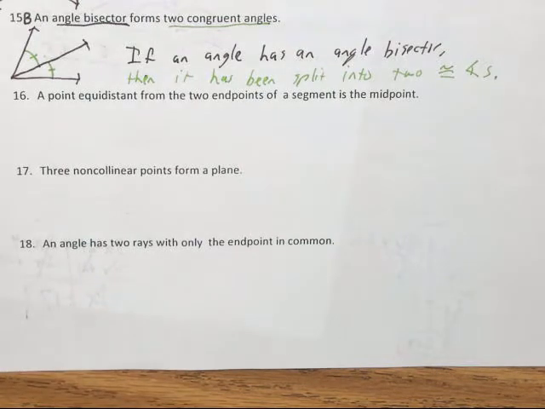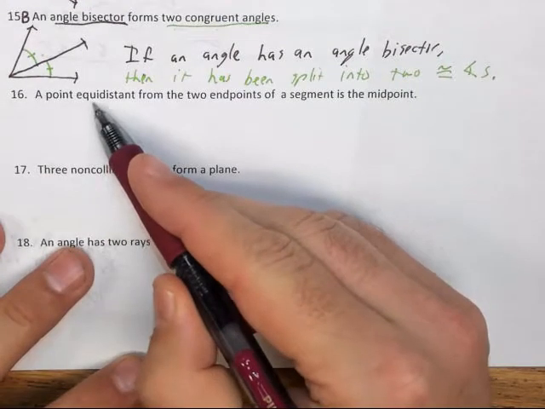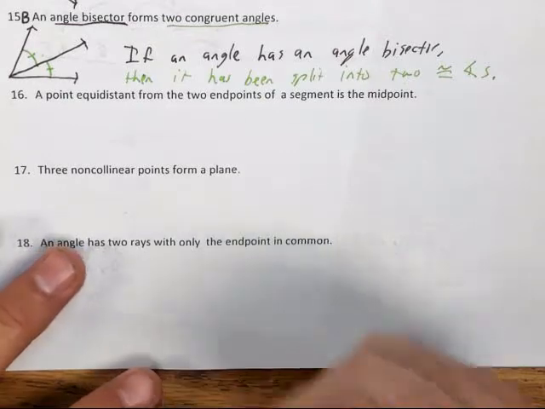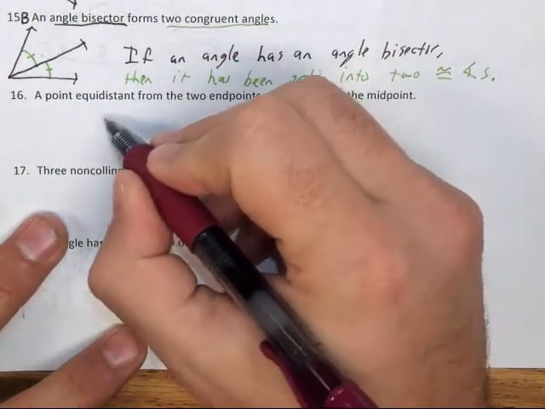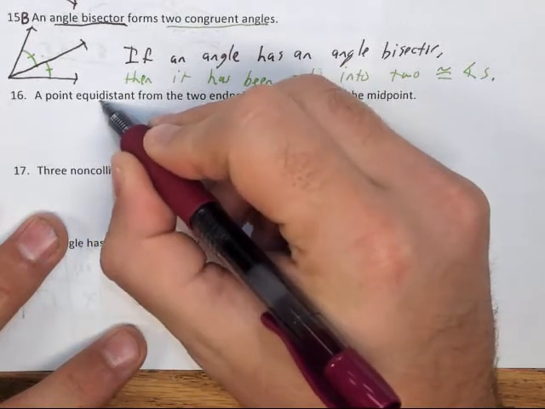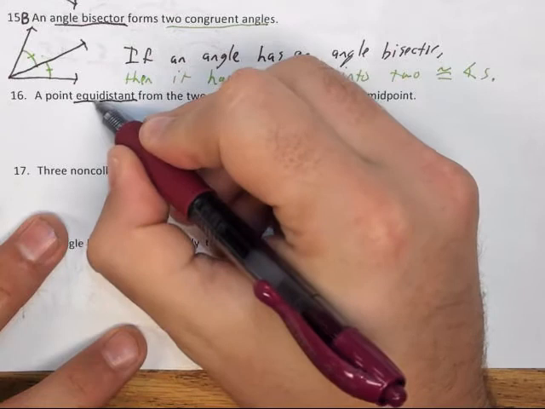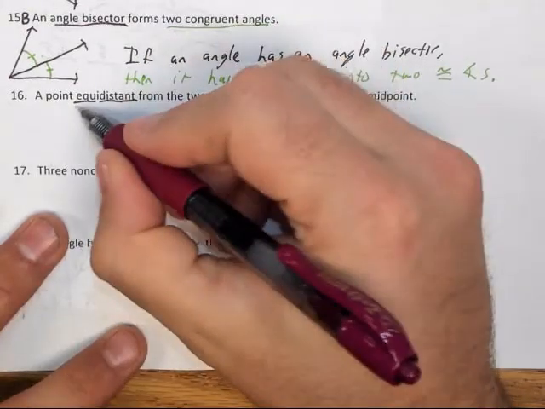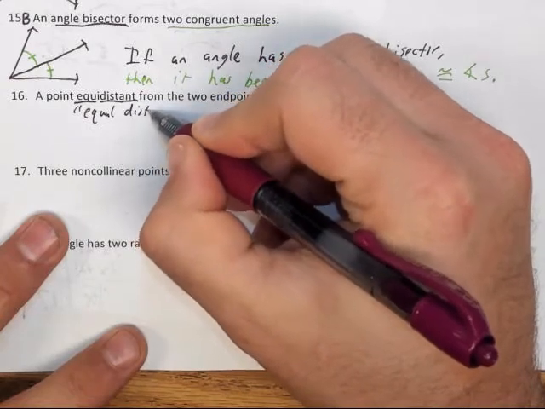All right, number 16, a point equidistant from the two endpoints of a segment is the midpoint. Now, we haven't ever covered this word in class, but it's one that I would hope that we can figure out based on context clues and using our root words. Distant means we're going to be using distance of some kind. Equi, the prefix, is equal, so this thing just means equal distance.